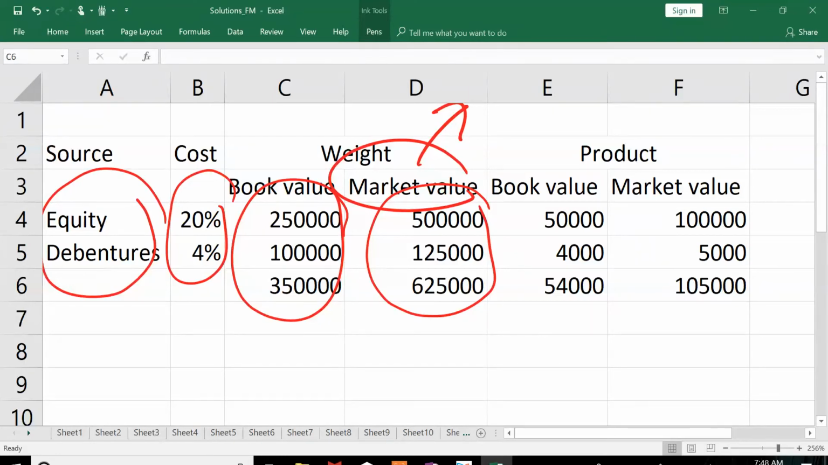So source and cost will come from step 1. Book value weight will come from the question. Market value weight is to be computed. Product is a formula oriented answer. WACC based on book value equal to sum of product by sum of weights. WACC based on market value is equal to sum of product by sum of weights. If the problem is silent, I need to do both the approaches. Otherwise, some question will say do market value or do book value.